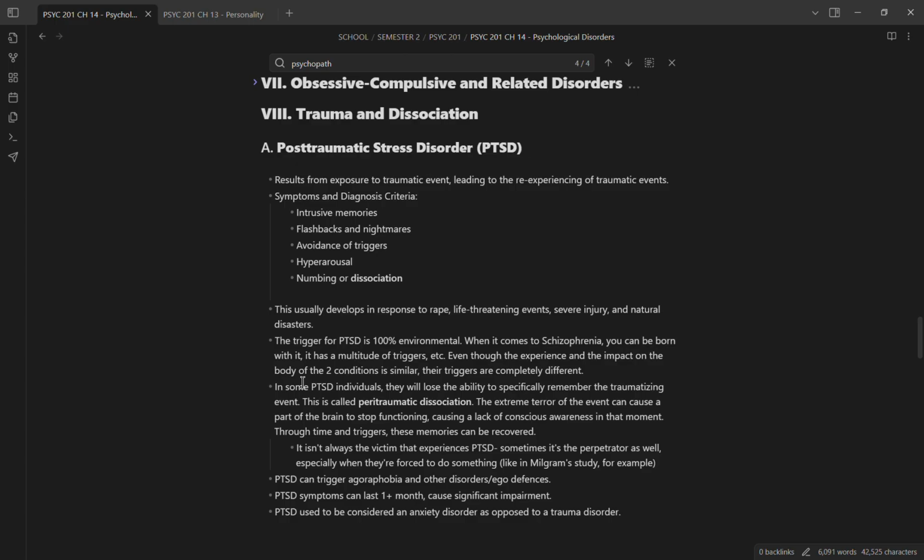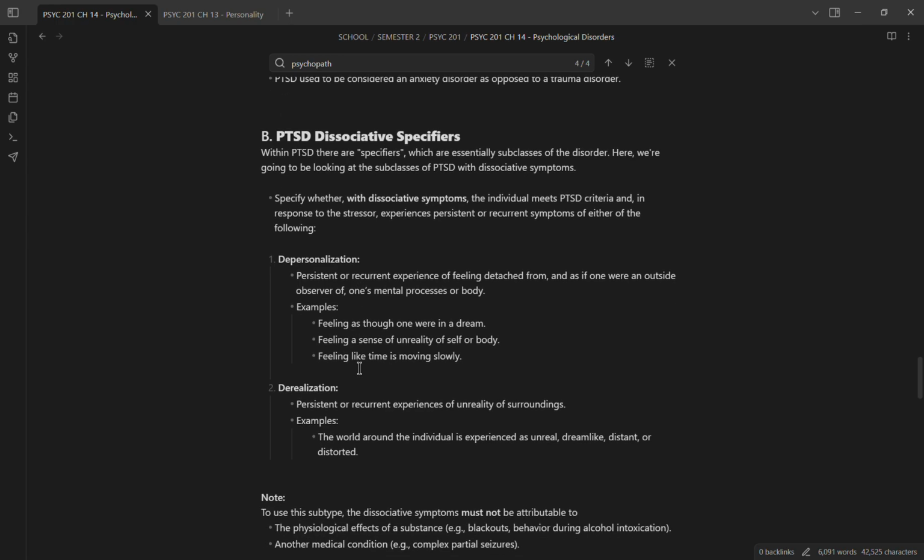PTSD can trigger agoraphobia and other disorders and other different ego defenses, right? PTSD symptoms can last for a month or longer and cause significant impairment. And PTSD, funnily enough, used to be considered an anxiety disorder as opposed to a trauma disorder, no longer. So as we discussed, PTSD dissociative specifiers. So within PTSD, there are specifiers. Essentially, they're subclasses. Here we're looking at the subclass of PTSD with dissociative symptoms.